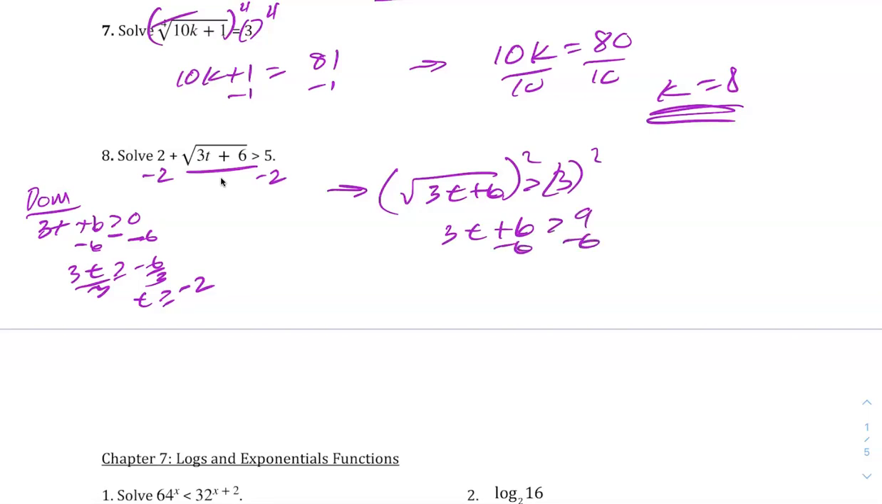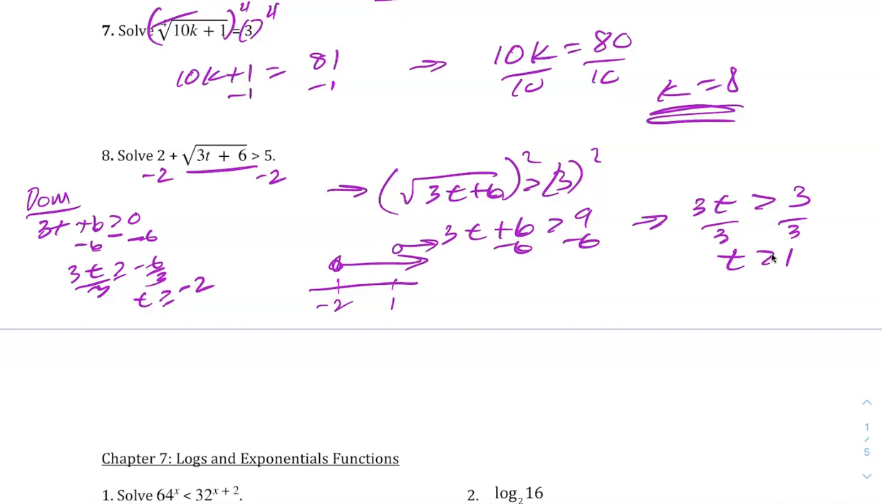Subtract 6. 3t is greater than 3. Divide by 3. t is greater than 1. Now in this case, my domain didn't really affect my answer because I already have t greater than 1. Like we drew a number line going this way, and then here's 1 going this way. So 1 covers it. So that's just your answer. t is greater than 1.